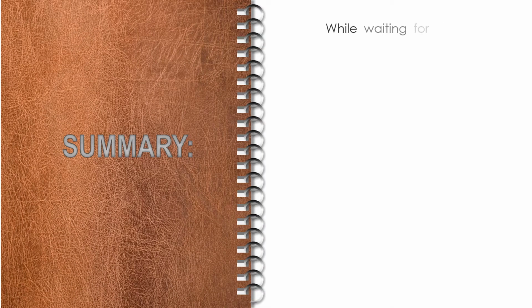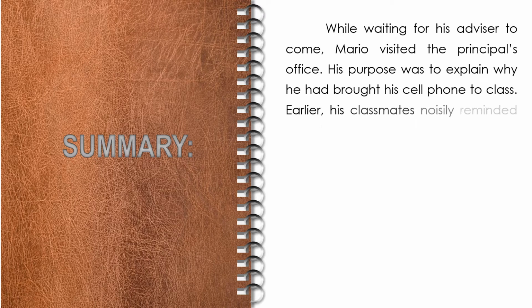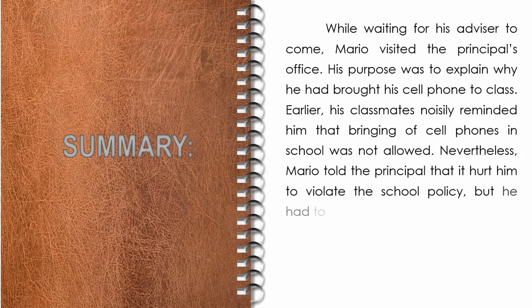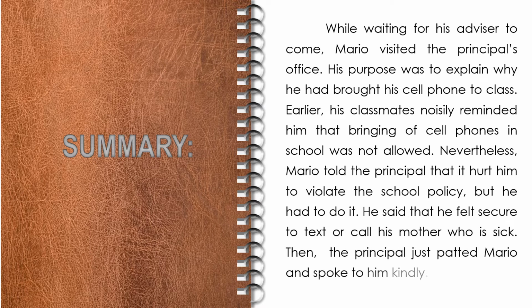Summary. While waiting for his advisor to come, Mario visited the principal's office. His purpose was to explain why he had brought his cell phone to class. Earlier, his classmates noisily reminded him that bringing cell phones in school was not allowed. Nevertheless, Mario told the principal that it hurt him to violate the school policy, but he had to do it. He said that he felt secure to text or call his mother who is sick. Then, the principal just patted Mario and spoke to him kindly.